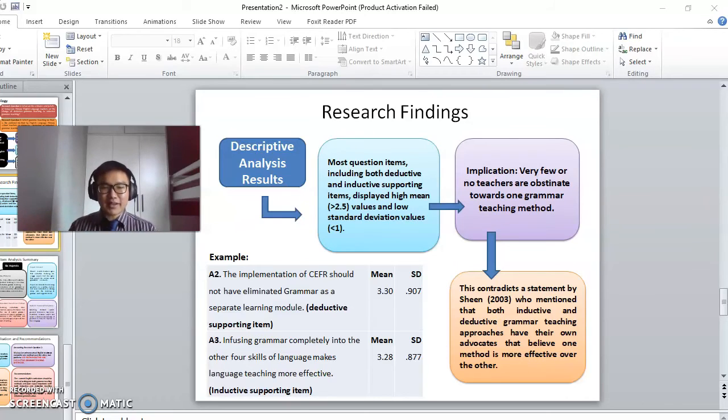The implication of this is that very few teachers or no teachers at all are stubborn or obstinate towards just using one grammar teaching method in their classroom. It means they use both grammar teaching methods. An example of the results and the mean and standard deviation value is seen here. This is the real results. This actually contradicts a statement made by Shin 2003, who mentioned that both inductive and deductive grammar teaching approaches have their own advocates who believe one method is more effective than the other.